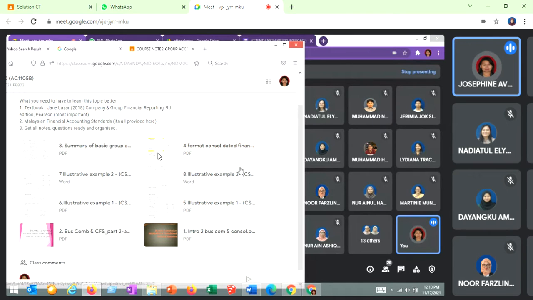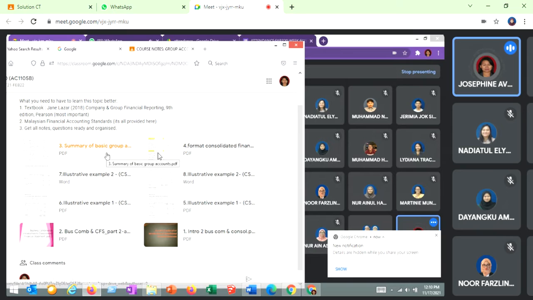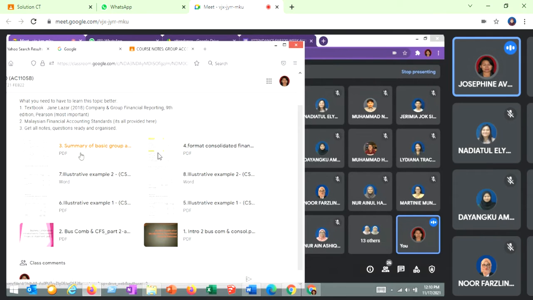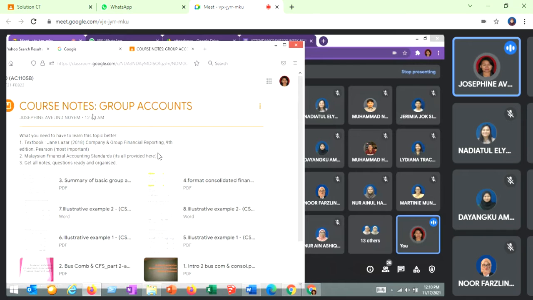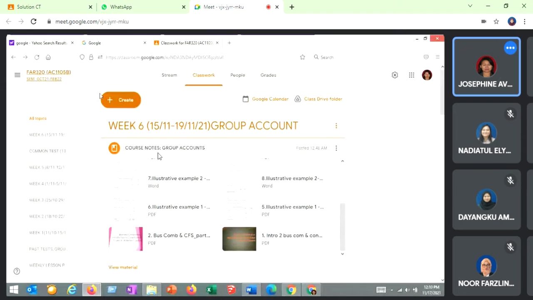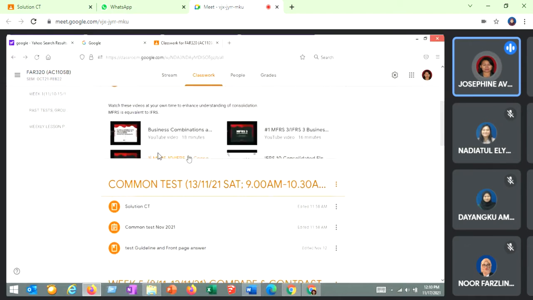And then this is the format for you to do your consolidation. And then this is the summary of basic group accounts in terms of its adjustments, all right, from A to Z, all given in the summary, which you can refer to. Okay, you can use this as your reference every time you do your consolidation questions. Okay, and the other part of my Google Classroom notes is that I gave you this one. Okay, additional materials.